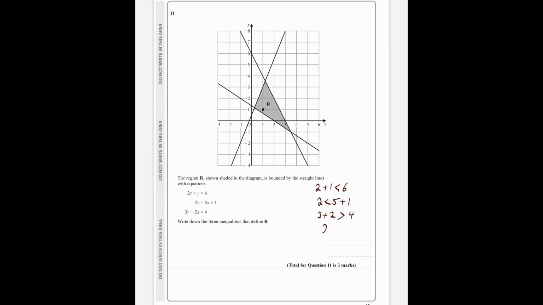And then I'm going to draw in the inequality because 6 is greater than 2 plus 1, and rewrite the 3 equations with those inequalities included. I'm going to allow the or equal to because these are thick lines.